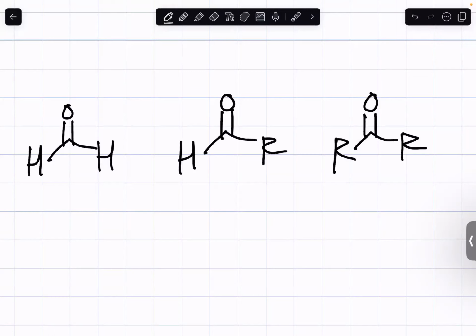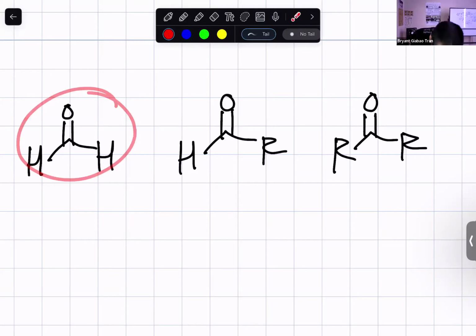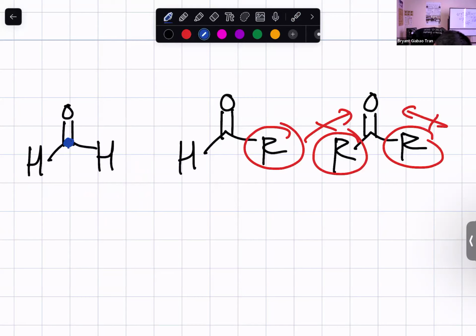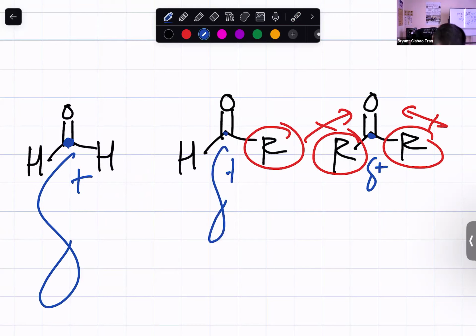Formaldehyde, because it doesn't have those electron donating groups. Yep, this one right here, formaldehyde, because it does not have the R groups, the electron donating groups. This carbonyl carbon of the formaldehyde has the biggest positive charge, whereas the carbonyl carbon of the ketone, with 2 R groups donating electrons into it, has the smallest positive charge. So that's what I mean by more reactive carbonyl versus less reactive carbonyl.